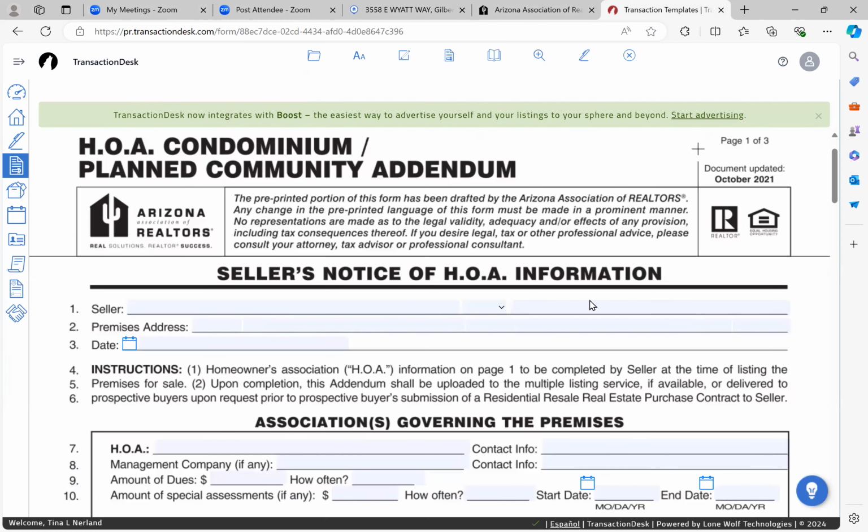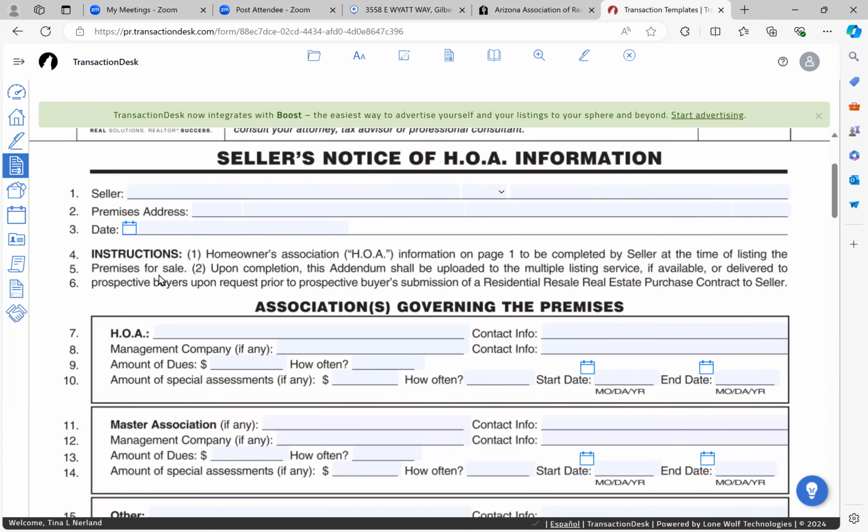Okay, so seller's name here, premises address, the date is a date that is going to be filled out by the seller. You can go ahead and put a date in if you're filling out this top section for them, or you can leave it blank and have the seller do that. Instructions. Homeowners Association HOA information on page 1 is to be completed by the seller at the time of listing the premises for sale.